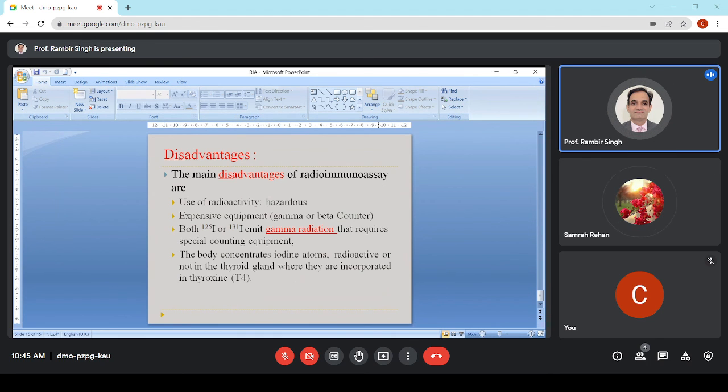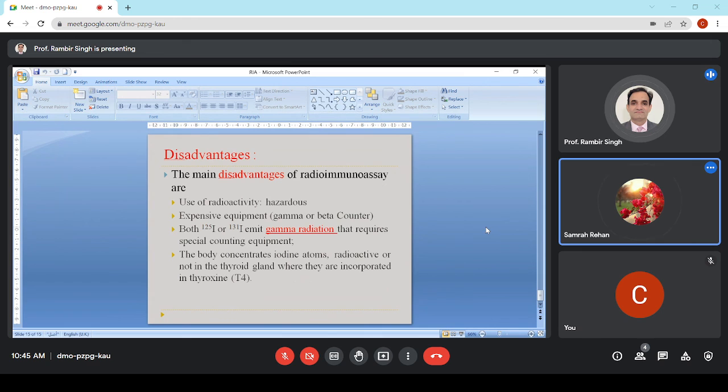That is one major problem that we face with RIA. Then the equipment is also very costly as compared to ELISA because we need a gamma or a beta counter. Mostly we use iodine, which generates gamma radiation, and we know that gamma radiation is highly mutagenic. So we need to have a very protective setup.